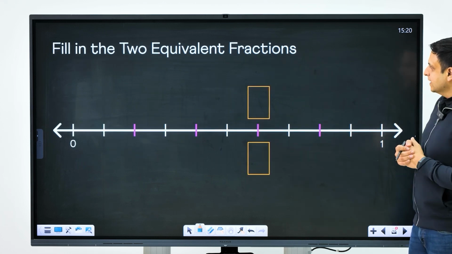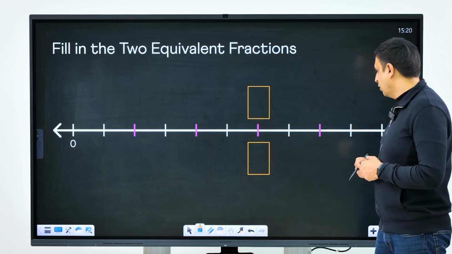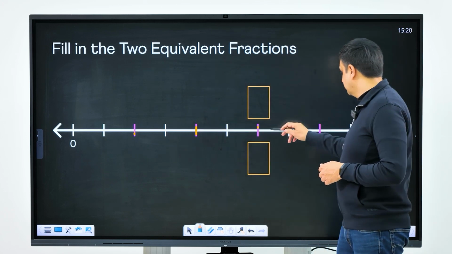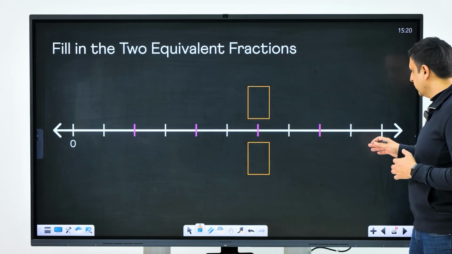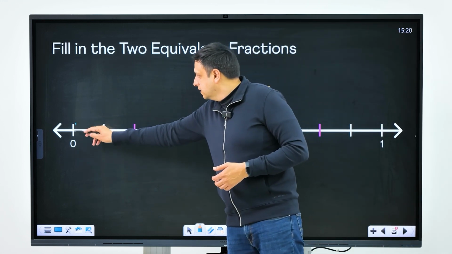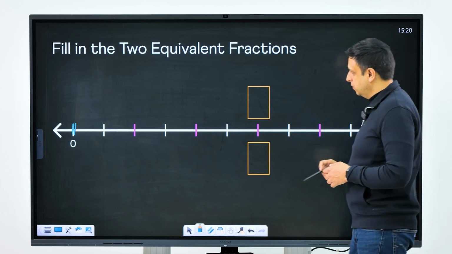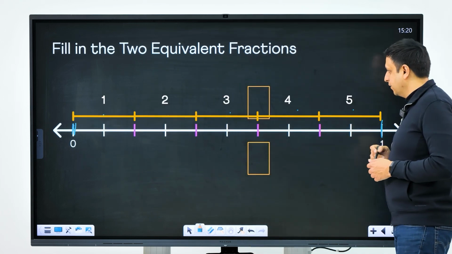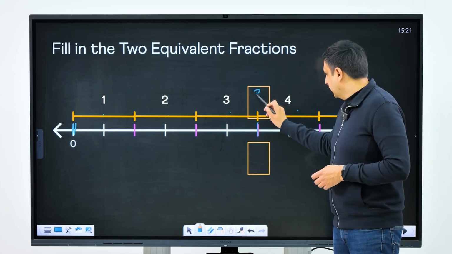Alright, now in this case we have to fill in the two equivalent fractions in these boxes. So how do we do this? So observe these heavy marks over here. So this gives us our clue. So what we'll do is first think about dividing the interval from 0 to 1 into 5 equal parts. So we have 1, 2, 3, 4 and 5. So if we do that, then we immediately see that this point should be the fraction 3 over 5.